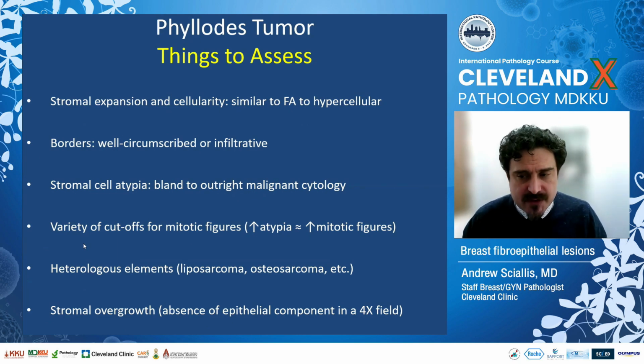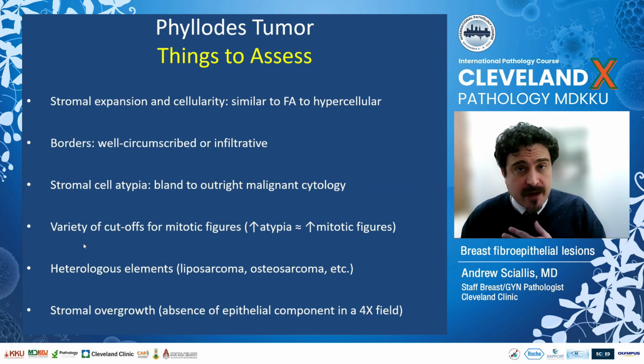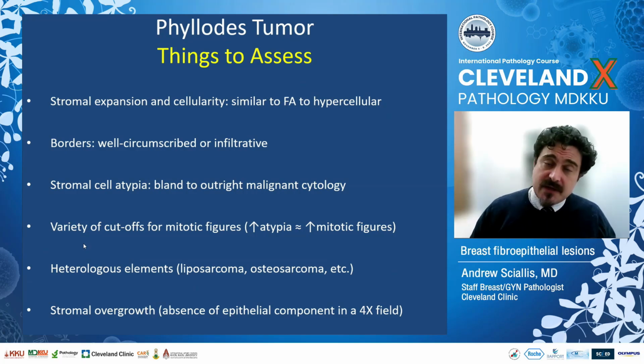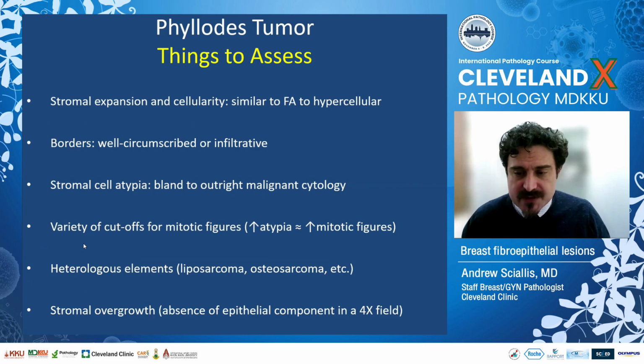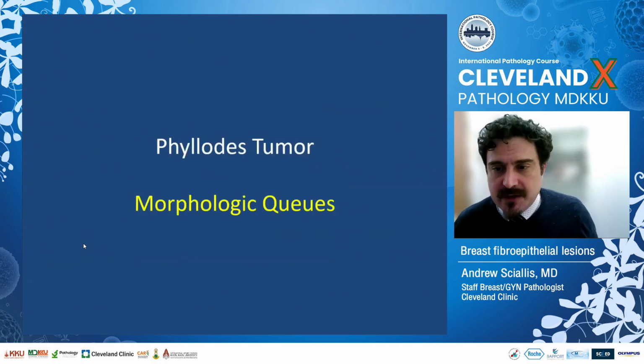Heterologous elements like liposarcoma and osteosarcoma, although we're not happy to see them, oftentimes make our jobs a lot easier, because it won't ever be a benign phyllodes tumor or a fibroadenoma if we see some of these malignant elements. And then stromal overgrowth, which is the absence of an epithelial component or any glands in a 4x low power field. So let's take a look at some morphologic cues.